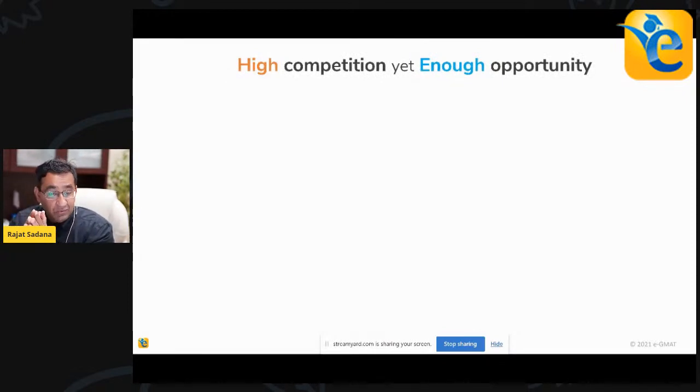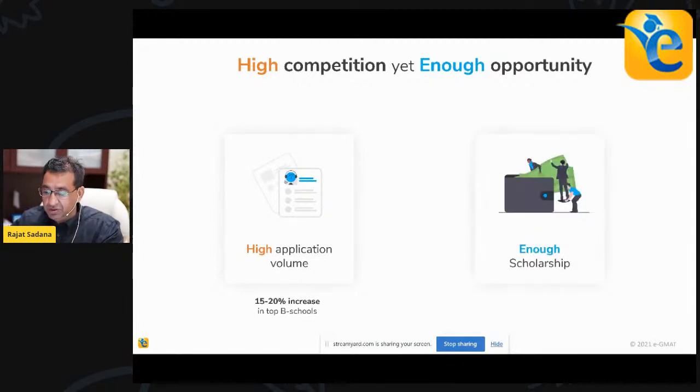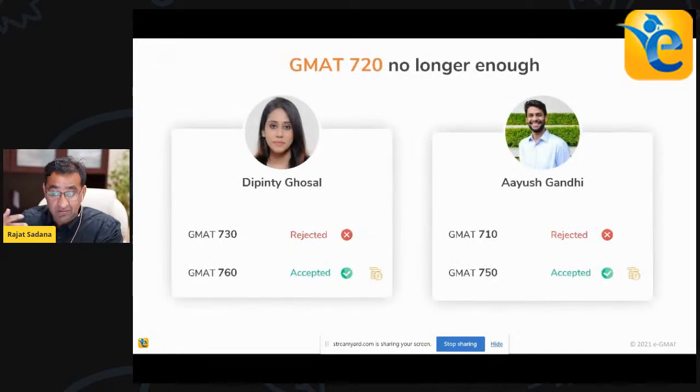The context for Scholaranium 2.0 has come at a very interesting time. 2020 was probably one of the most competitive application cycles. We had super high application volume, in fact the highest in a decade. Yet there was enough opportunity. Why? Because there's a lot of scholarship money as well. But to get a scholarship, to get an admit, a score of 720 wasn't enough. You actually needed to score higher. And that's the foundation on which the vision for Scholaranium 2.0 is built.